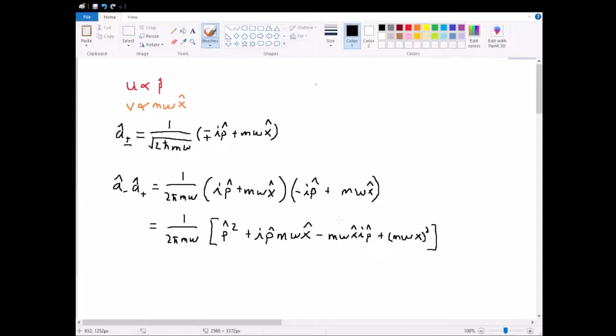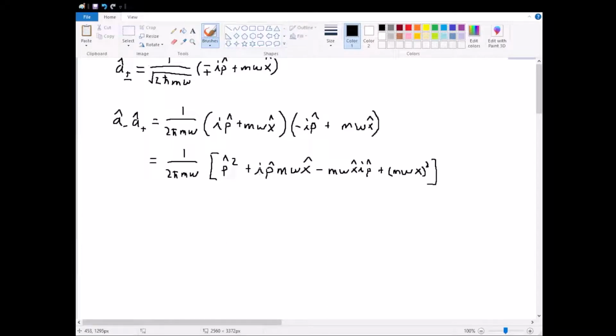And the thing about operators that's unique compared to standard numbers is that they generally aren't commutative. What I mean by that is that p hat times x hat isn't necessarily the same thing as x hat times p hat. So to make this a little more clear, we rewrite this with 1 over 2 h bar m omega at the front, as always. And then let's move the first and last term to the left.